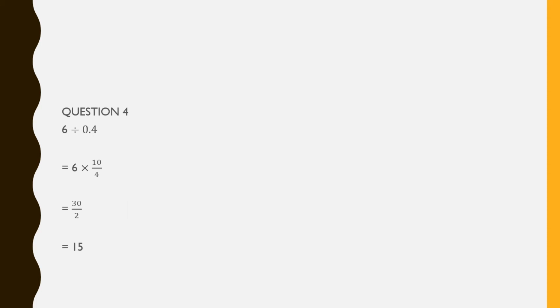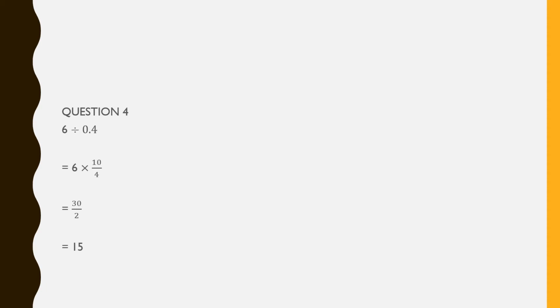Question 4. 6 divided by 0.4. As you can see, in this question we have 6, which is a whole number, and 0.4, which is a decimal number.